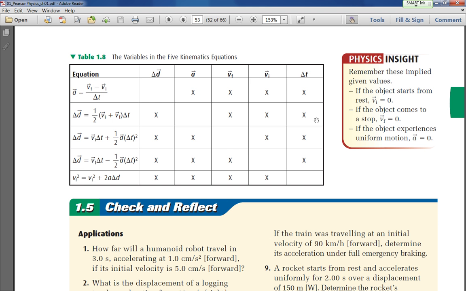A free fall of a pen in my hand, I drop it, the initial velocity is zero. So that is something you need to know for free fall, that VI is zero. Or like if it's a car stopping and it's asking how long it takes for a car to stop, you would have to assume that VF is zero. And these are some things you need to be aware of. And the last one is if the object is in uniform motion, there is no acceleration.